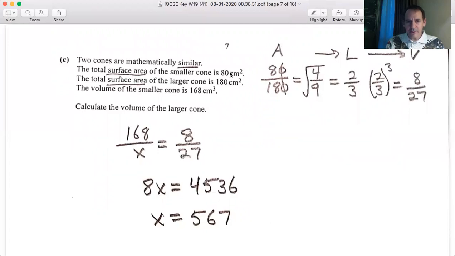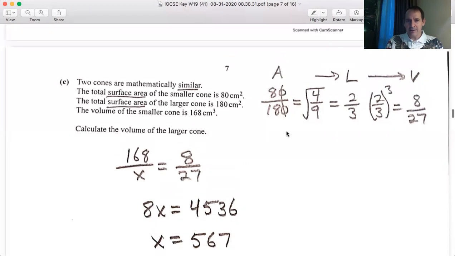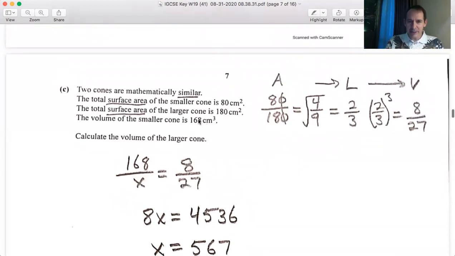Well, we start with the ratio, because it says they're similar, of what we are given, and that is area. So we're given area. Small cone to large cone is 80 to 180. Notice it's in centimeters squared, and we want to compare it in volume. Volume is cubed. So the first thing we're going to do is reduce our ratio to 4/9. Then to get rid of the square, we're going to square root it.